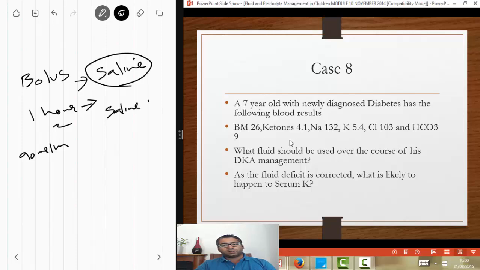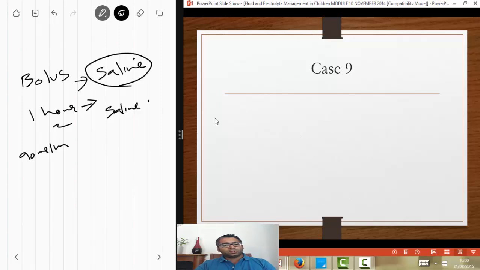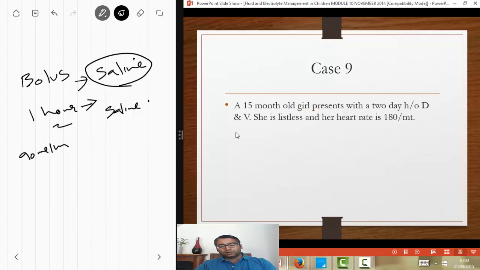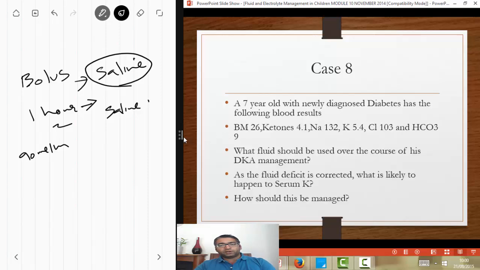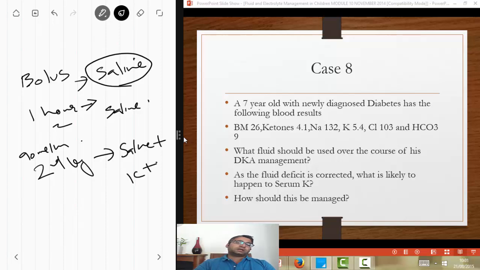You can see the potassium is high there, but when you start correcting it, the potassium will start going down. So from the second bag onwards, start adding potassium. For example, to every liter bag you add 20 millimoles of potassium. So after the first bag you should start doing that. And then obviously you would start insulin.